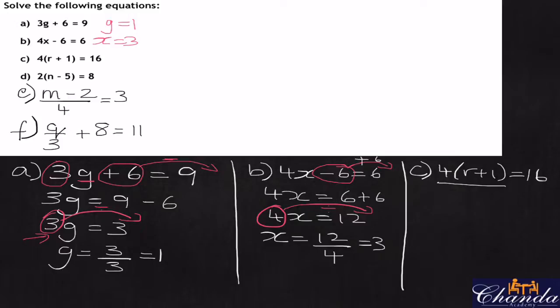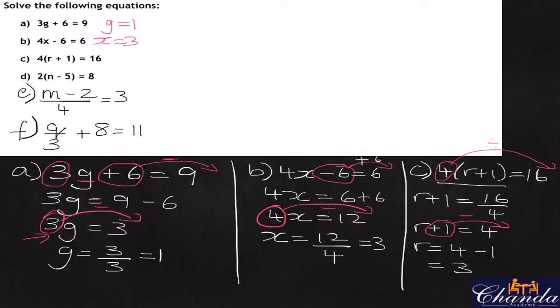Or we can simply take the 4, which would have been the last operation we would have done when constructing the expression of 4 bracket r plus 1, over to the other side as a division, okay? So that turns it into r plus 1, which is what's left on the left-hand side, because the 4 is gone now, is equal to 16 divided by 4. So r plus 1 is equal to 4. Then we take the plus 1 over to the other side. It turns it into a minus, and that gives me r is equal to 4 minus 1, which is equal to 3. So r is equal to 3 is, in fact, the solution to this particular equation here.